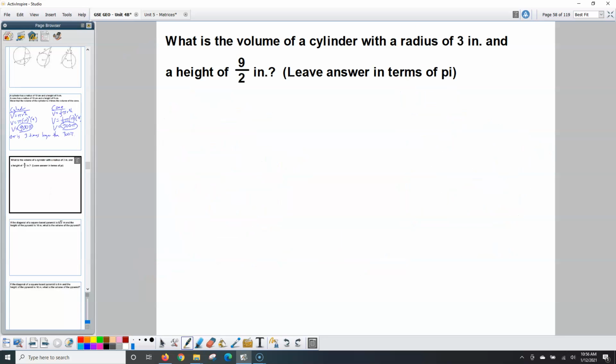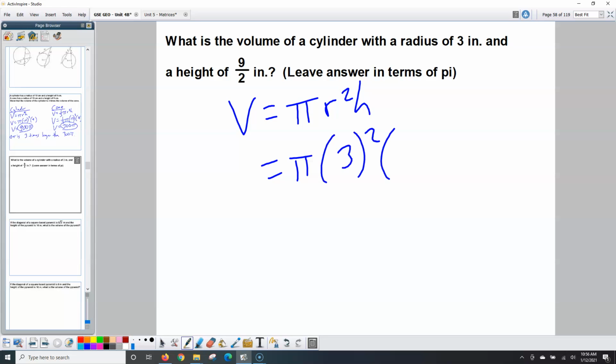What is the volume of a cylinder with a radius of 3 inches and height of 9/2 inches? This is just practicing with fractions. Cylinder is volume equals pi r squared times the height. The radius is 3. The height is 9/2. I think that should be 81 pi over 2 maybe? And you could push magic arrows if you wanted to. That is technically inches cubed.